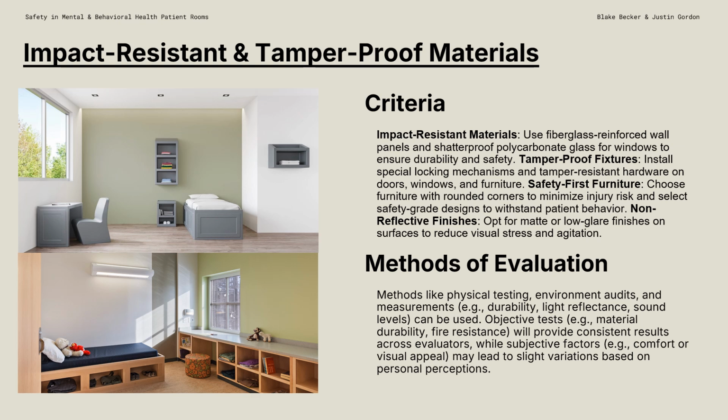The second criteria is impact-resistant and tamper-proof materials, such as fiberglass reinforced wall panels, shatterproof polycarbonate glass for windows to ensure durability and safety, tamper-proof fixtures by installing special locking mechanisms and tamper-resistant hardware on doors, windows, and furniture. Safety first furniture by choosing furniture with rounded corners to minimize injury risk and select safety grade designs to withstand patient behavior. Non-reflective finishes by opting for matte or low glare finishes on surfaces to reduce visual stress and agitation.